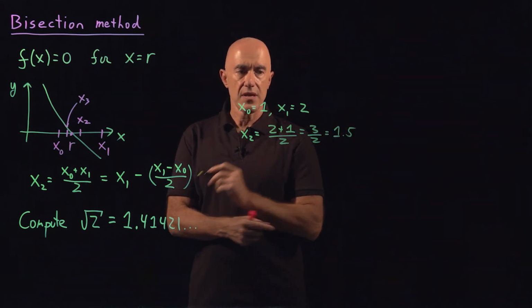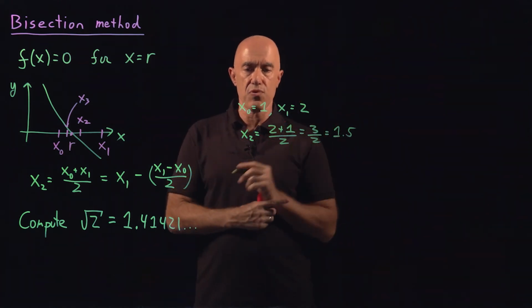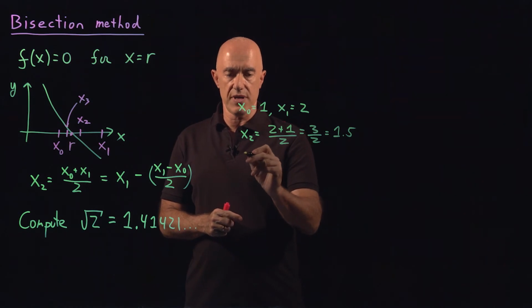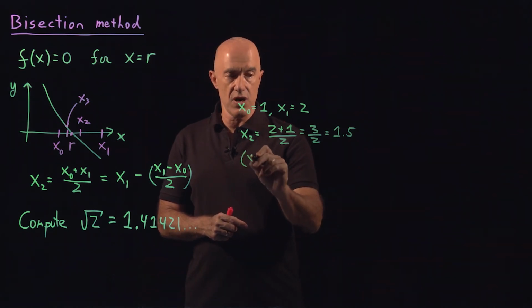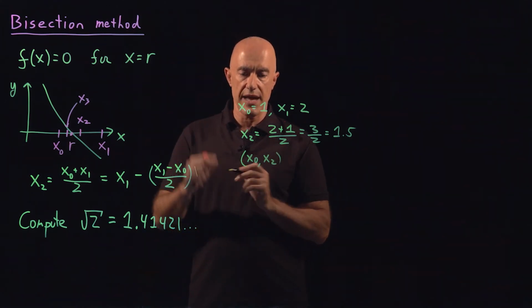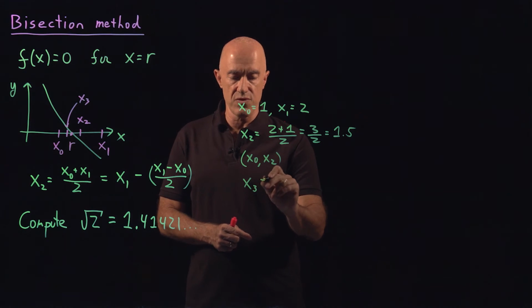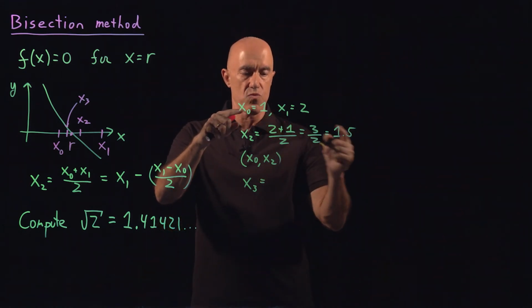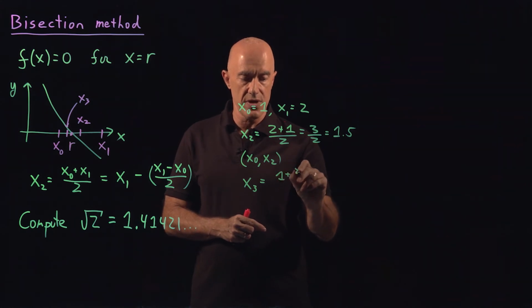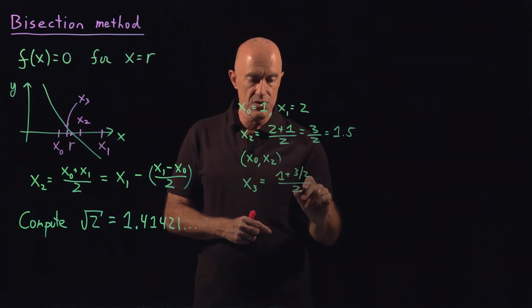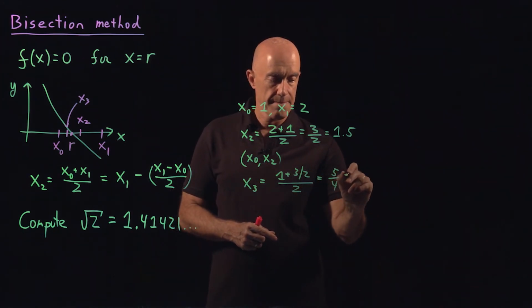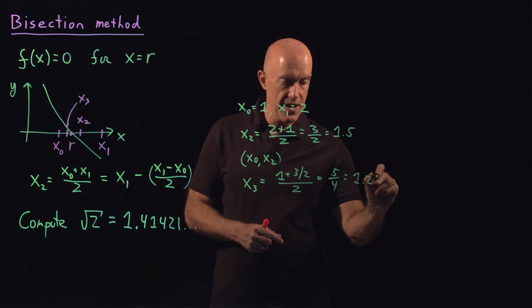Now we have 1, 2, and 1.5. So we need to bracket the root. We would use x0 and x2 to bracket the root to compute x3. So x3 would be the average value of 1 and 3/2. So 1 plus 3/2 divided by 2, and this would be 5/4, which is 1.25.